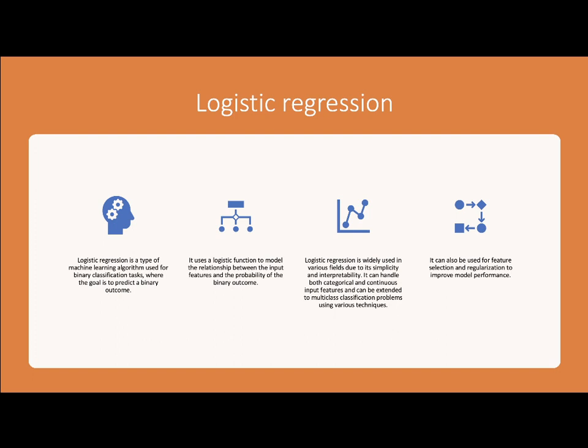Next one is the logistic regression, and commonly it's also a machine learning algorithm, and it uses a logistic function to model the relationship between input feature and the probability of the binary outcome. It is usually used widely in various fields due to its simplicity and interpretability. It can also be used for feature selection and regularization to improve model performance.